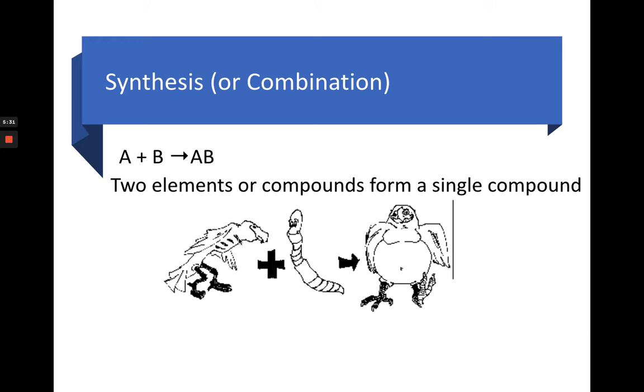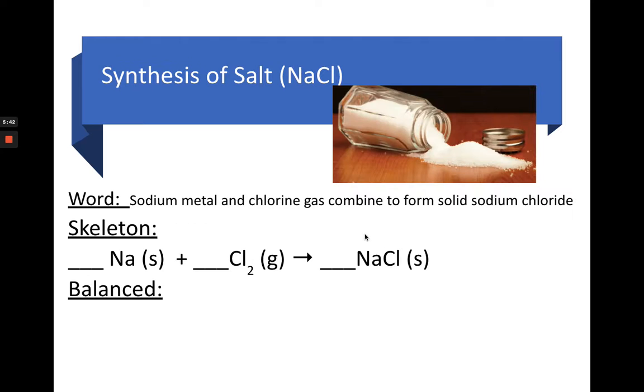You can see in our picture, we've got a very hungry bird and a worm, two different entities, and they combine to form this very satisfied fat bird. So here is the synthesis of salt, sodium chloride. The word equation would be sodium metal and chlorine gas combined to form solid sodium chloride.